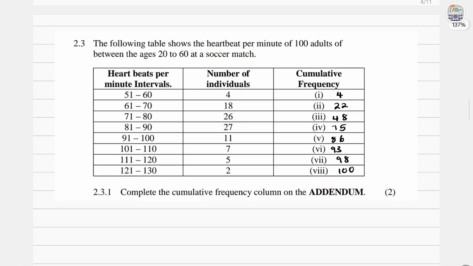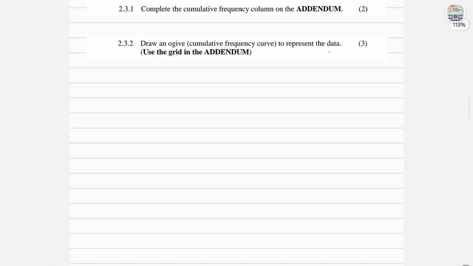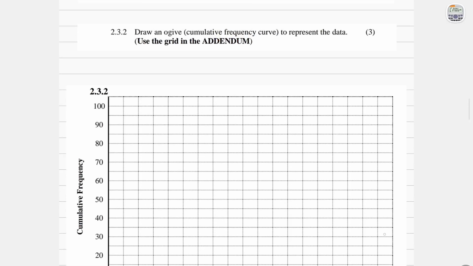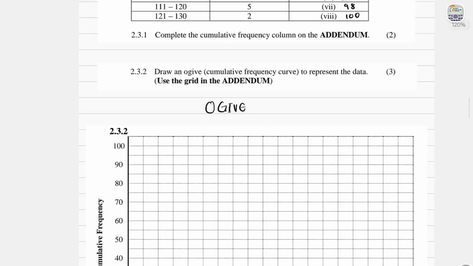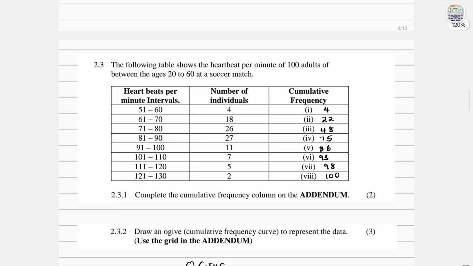Moving on to the next question. Question 2.3.2 says, draw an ogive, a cumulative frequency curve, to represent the data. So use the grid in the addendum. Let me go ahead and get that first. There is our grid, and you can just title this ogive. So we have that now, and let's go ahead and start plotting. This is how we're going to plot it.